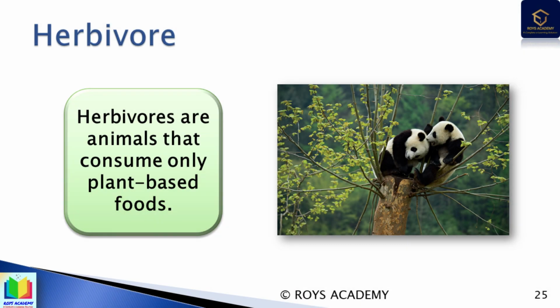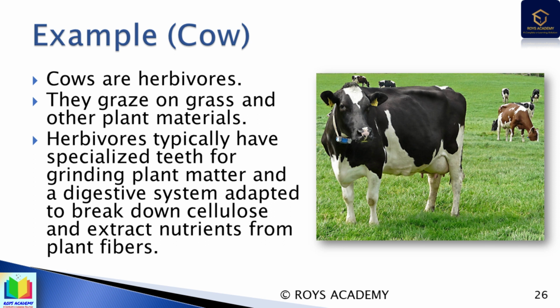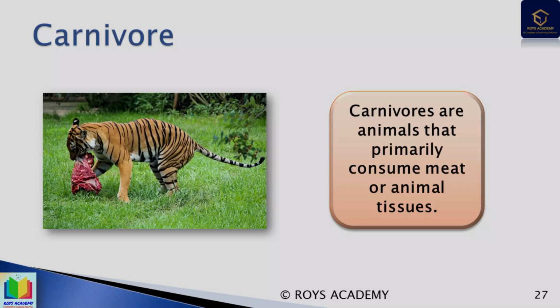2. Herbivore. Definition: herbivores are animals that consume only plant-based foods. Example: cows are herbivores. They graze on grass and other plant materials. Herbivores typically have specialized teeth for grinding plant matter and a digestive system adapted to break down cellulose and extract nutrients from plant fibers.